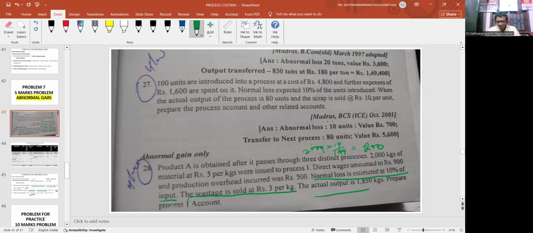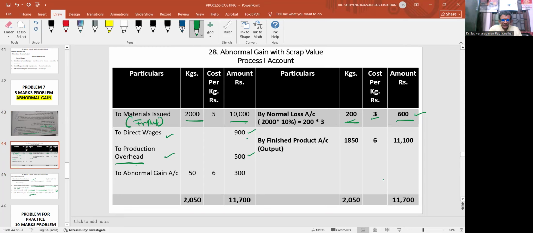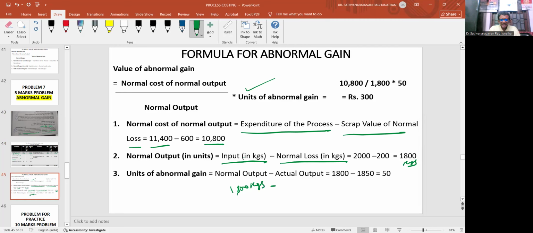Actual output is 1850 kgs. So here normal output is 1800 kgs, actual output is 1850 kgs. As we have discussed, if the actual output exceeds the normal output, then it is the abnormal gain. 50 is the abnormal gain. So in your textbook, mainly in the Morgan publication textbook, in this place they might have given minus 50. So don't consider that one.